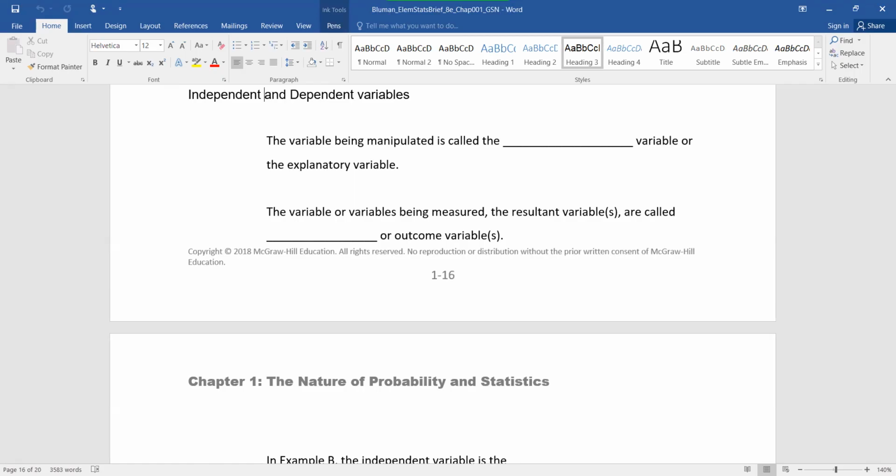All right, so here we go. The variable being manipulated is called the independent variable. So it's the one thing we are changing to see if it is just that. Or the explanatory variable is the other big name you'll see. Explanatory variable.